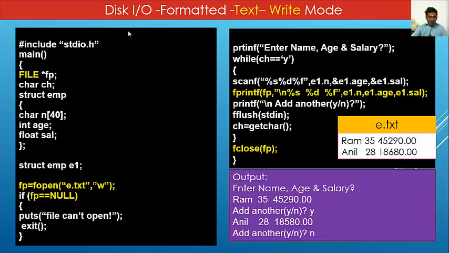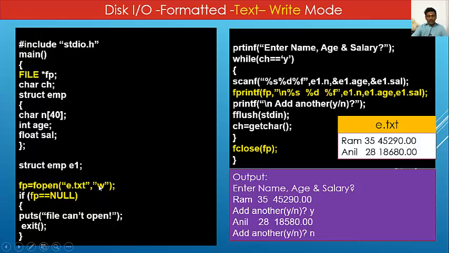Now we discuss disk input output, formatted. Formatted text and binary use different functions. Text has some functions, binary has some functions. Now we discuss formatted text, write mode. This is a program. This program gets input through the keyboard, like name, age and salary. Then it stores it into a text file.